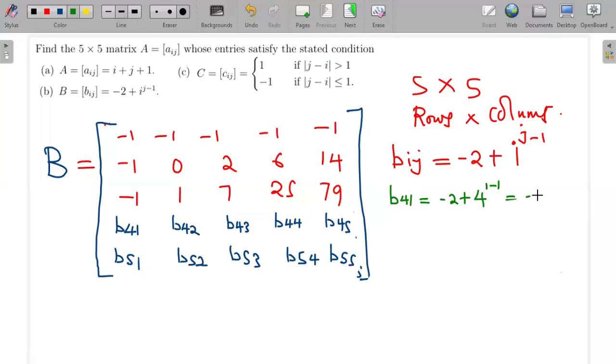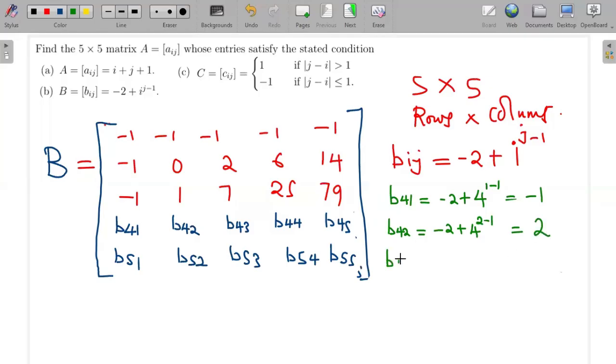Okay, this will just give me minus 1. B4,2 is equal to minus 2 plus 4^(2-1). Okay, this one here, we can see that in the power, that is 2 minus 1, so that is 1. 4 to the power 1 is 4. So 4 plus minus 2, that will be positive 2.